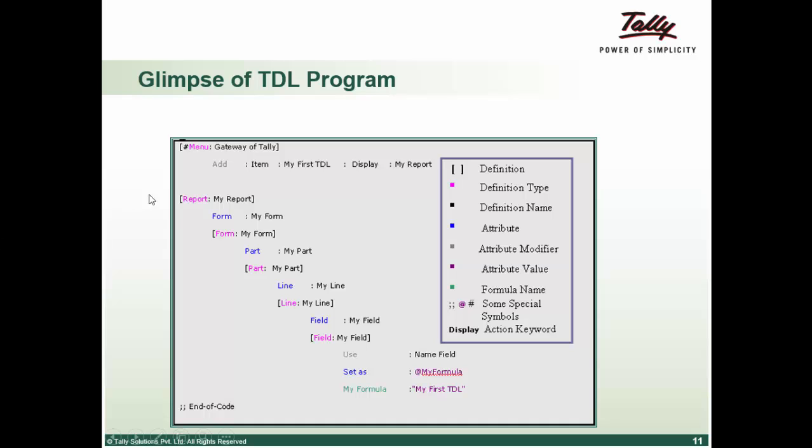Then the grey ones are the attribute modifiers. Every attribute has its value. There are things called formulae. There are special symbols. There are action keywords. Well, this is a very basic code, and the output of this code would be my first TDL text on your screen. And going further, we will understand how we write a TDL.